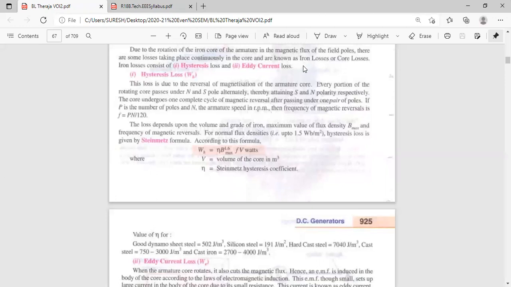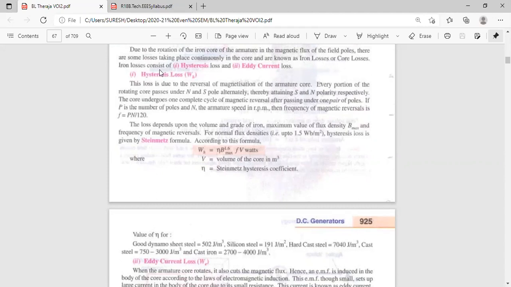So now we'll see the iron loss. Already we have done the no load test or open circuit test, but still we have to discuss in depth about this iron loss. See on the screen, iron loss or core loss, both are one and the same. The other name of core loss is iron loss.